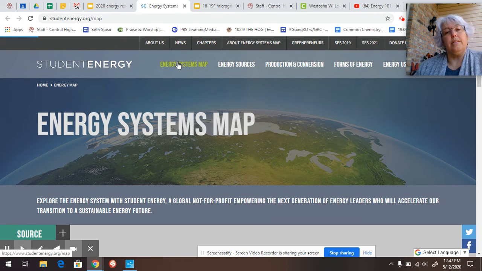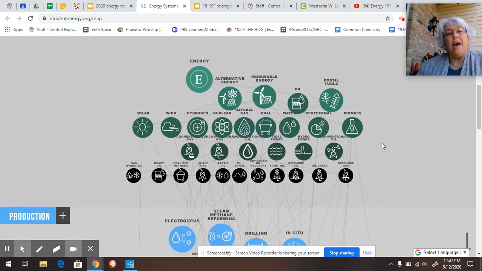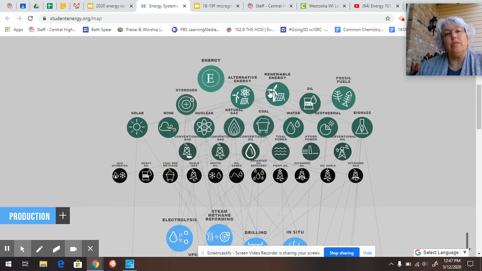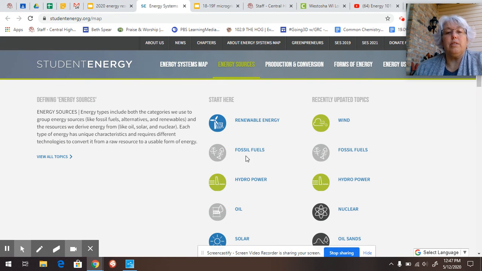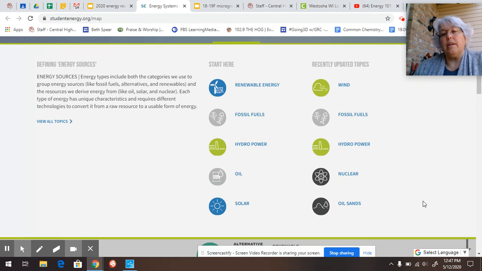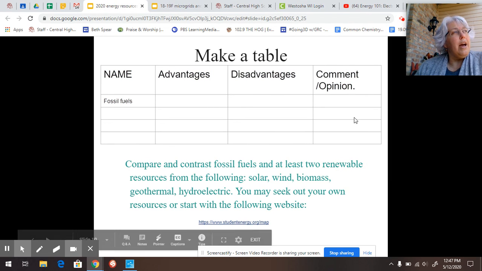So you could look at this map. It's got these shifting pathways of energy resources, or if that's a little overwhelming for you, just go to the energy resources, and if you click on each one, it's going to bring up some more information about it, or you can go find your own resources. So that is what will be posted for Tuesday.